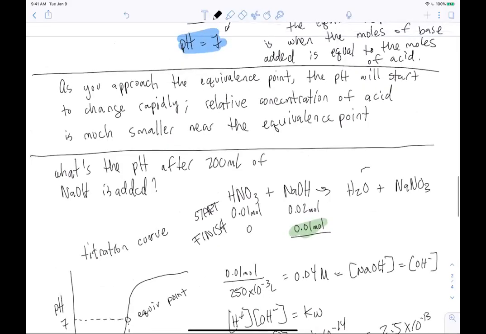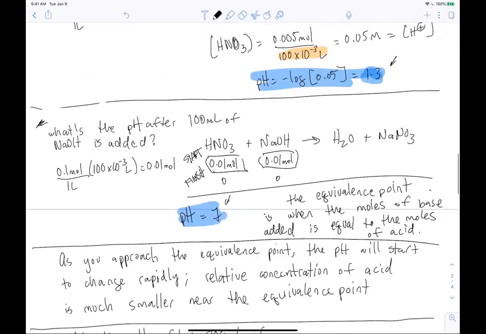Yeah. The only reason that we didn't have to worry about the volume here is because we're at the equivalence point with a strong acid, strong base. So no matter what volume you have, you're just taking the pH of pure water. Does that make sense? Yes. So this is just the pH of pure water.